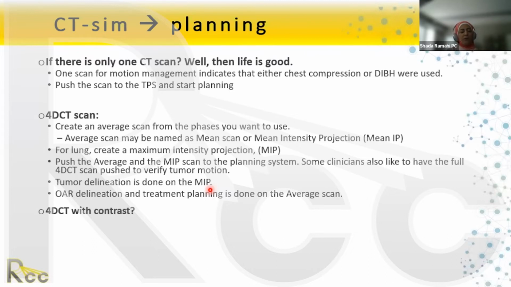As I said, the institution where I work right now used to do 50% delineation more than 2 years ago, and then they changed to delineating on MIP. That delineation is then put into the average scan or the mean scan, and that's where we do our organ at risk delineation as well as treatment planning, right?